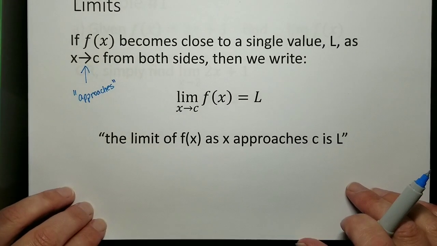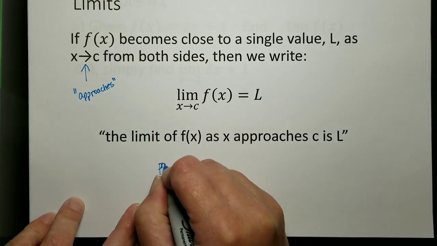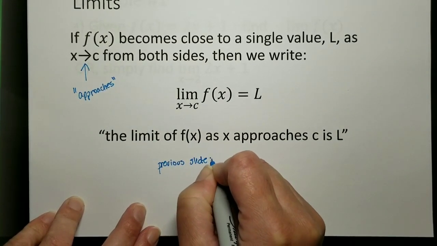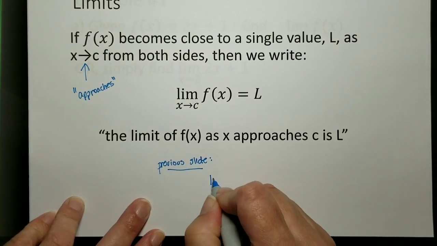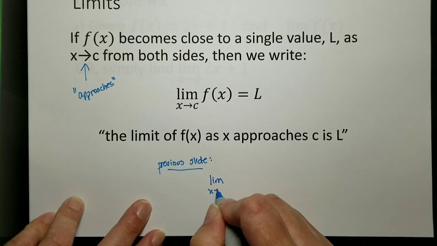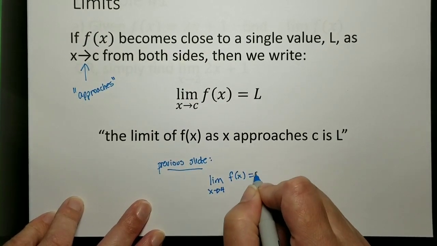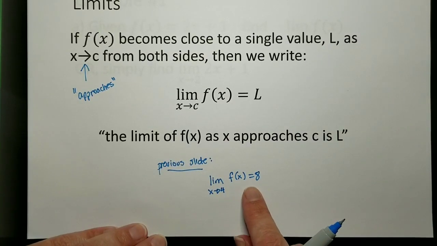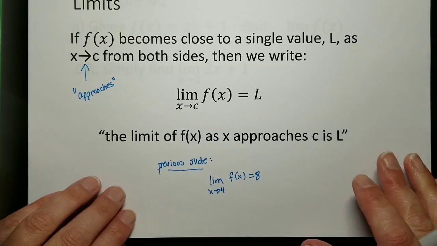Okay, so if we were looking at that previous graph, we could say that the limit as x approaches 4 of f of x equals 8, because as x got closer and closer to 4, the y value got closer and closer to 8, where that hole was.